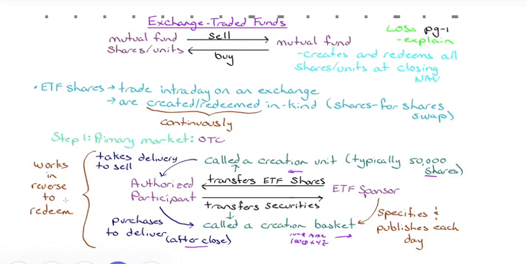Now, that also works in reverse. The authorized participant can buy up a whole bunch of ETF shares, deliver the ETF shares to the ETF sponsor, which then delivers the creation basket to the authorized participant, who can then sell those.